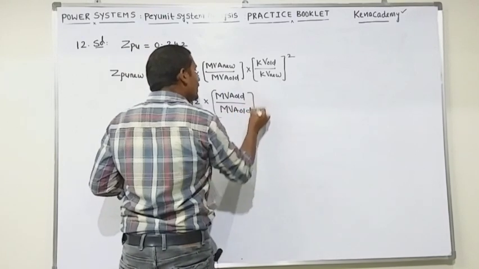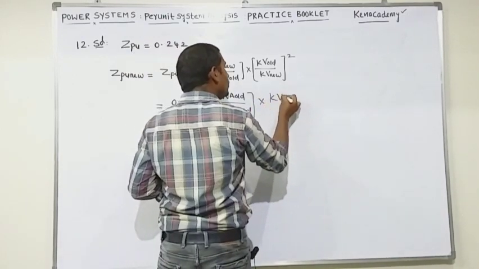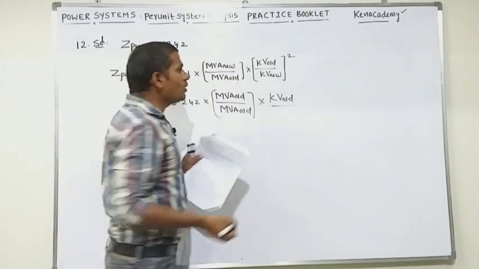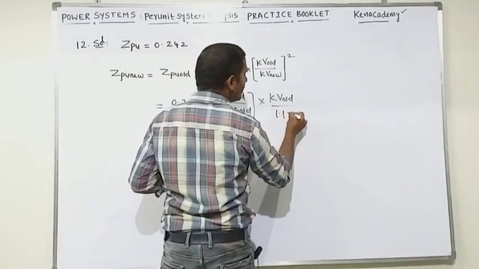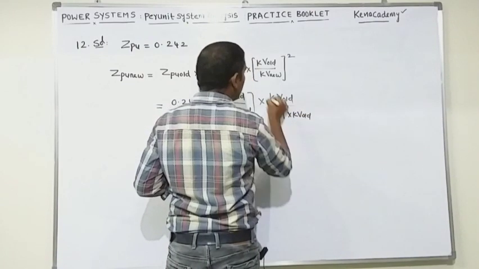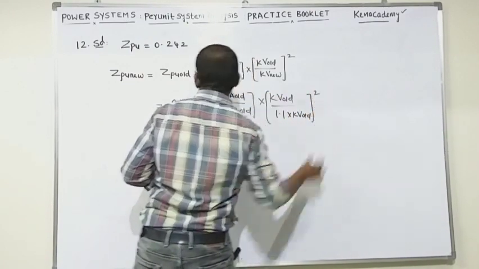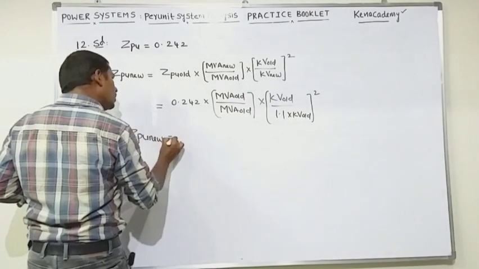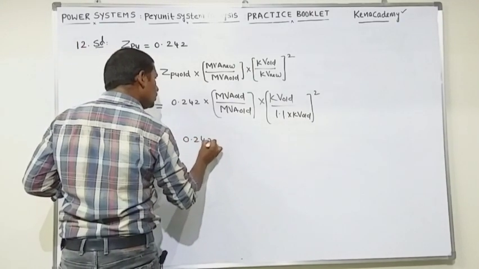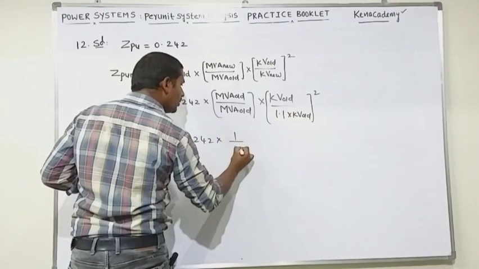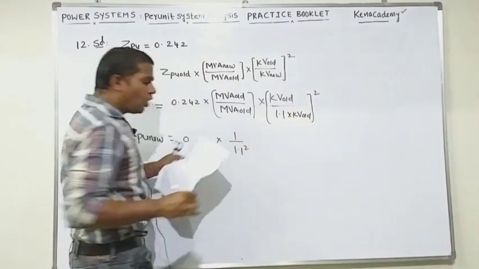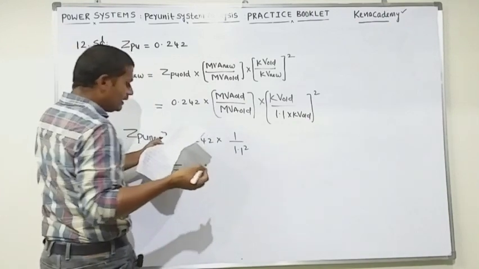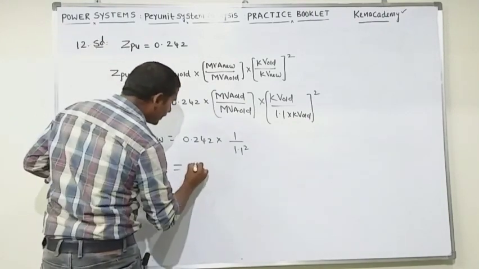Then kV old, given that if the voltage is increased by 1.1 times, it becomes 1.1 into kV old, whole square. Now tell me what is the Z per unit new? Then Z per unit new equals 0.242 into 1 by 1.1 square. How much can you get? You simplify this, we can get 0.2 per unit.